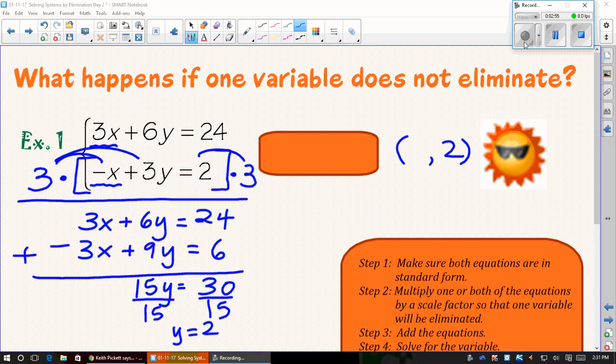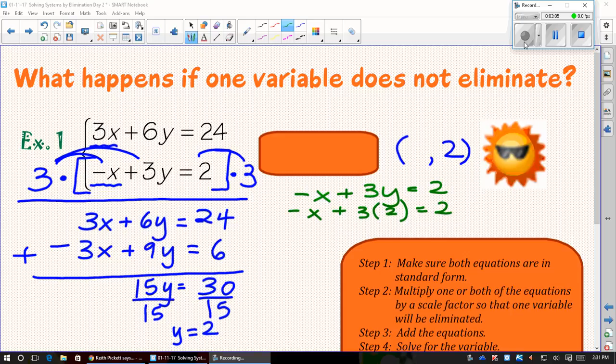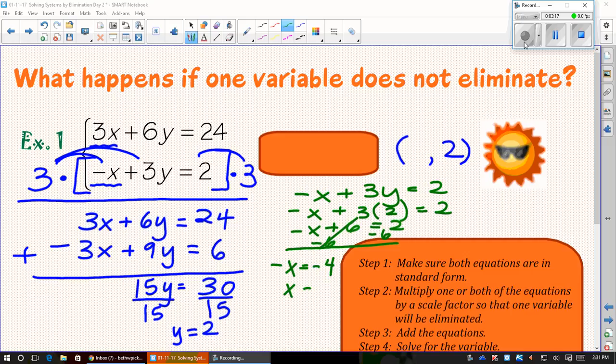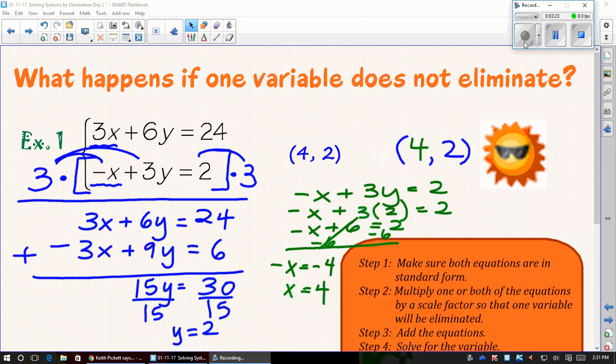I think I'm going to choose to use negative x plus 3y equals 2, except now that I know that y is 2, so negative x plus 6 equals 2. I'm going to subtract 6 from both sides and get negative x equals negative 4. So x equals 4. There's the other half of my answer. Okay, my answer is the ordered pair (4, 2).